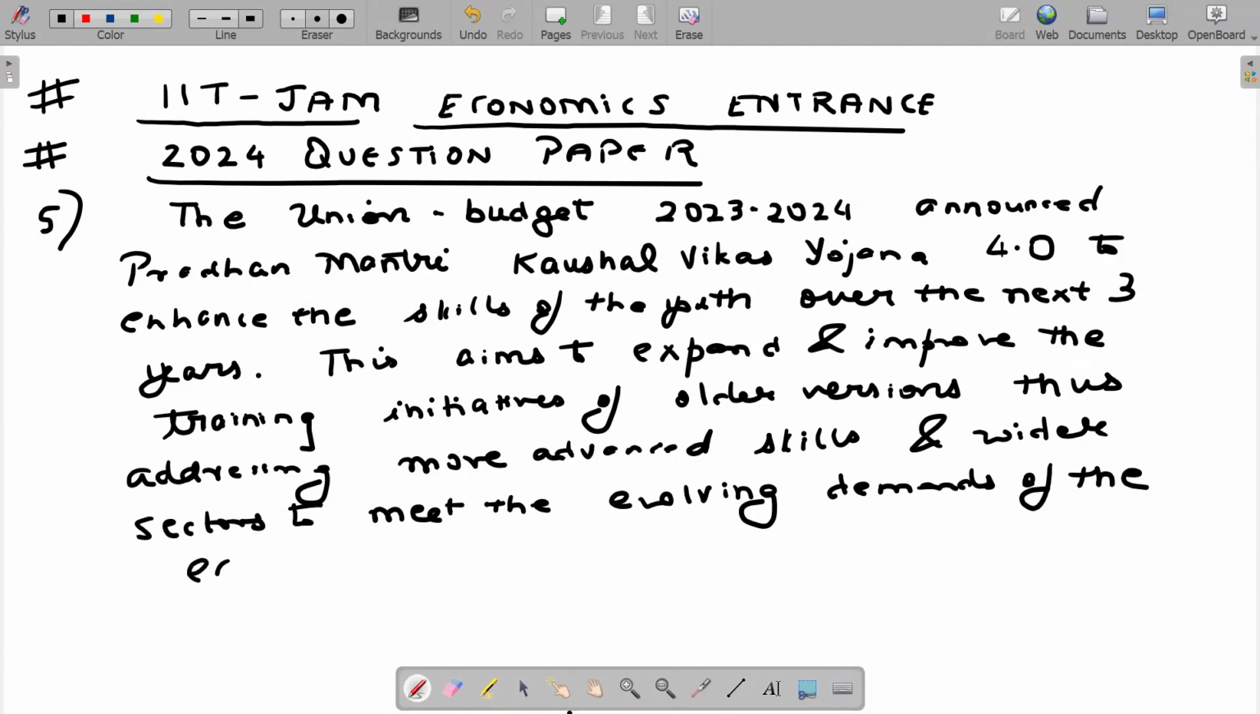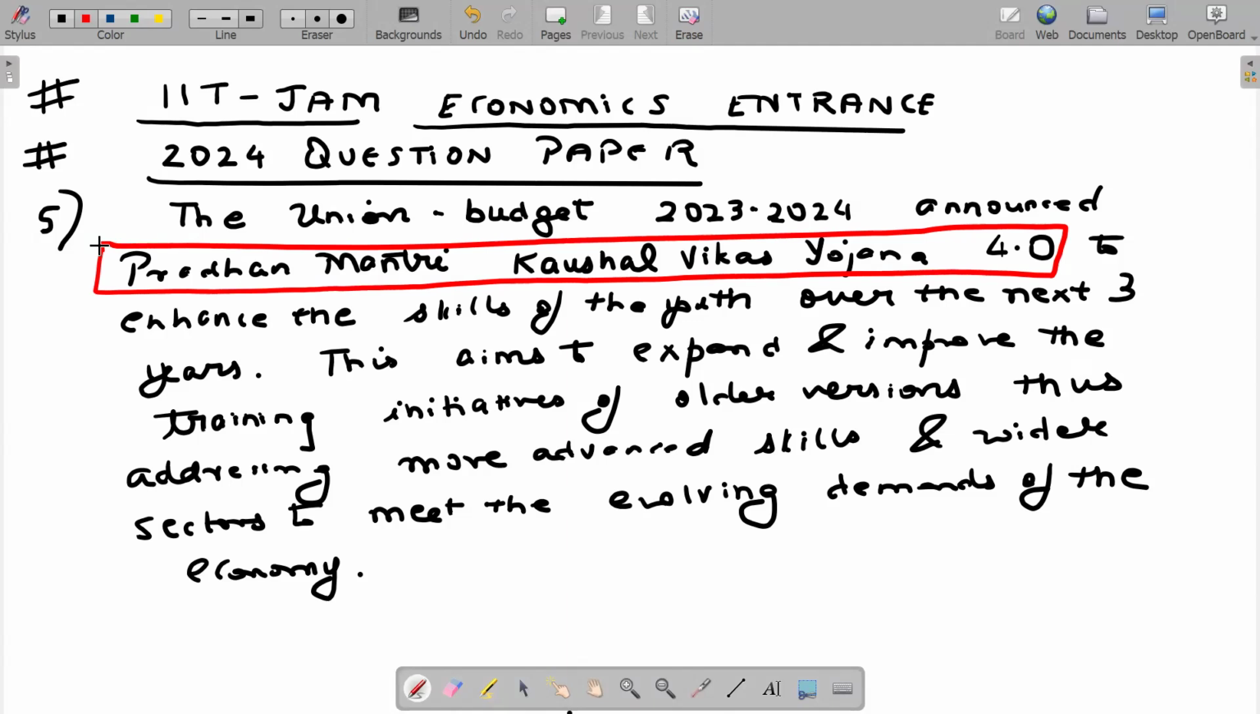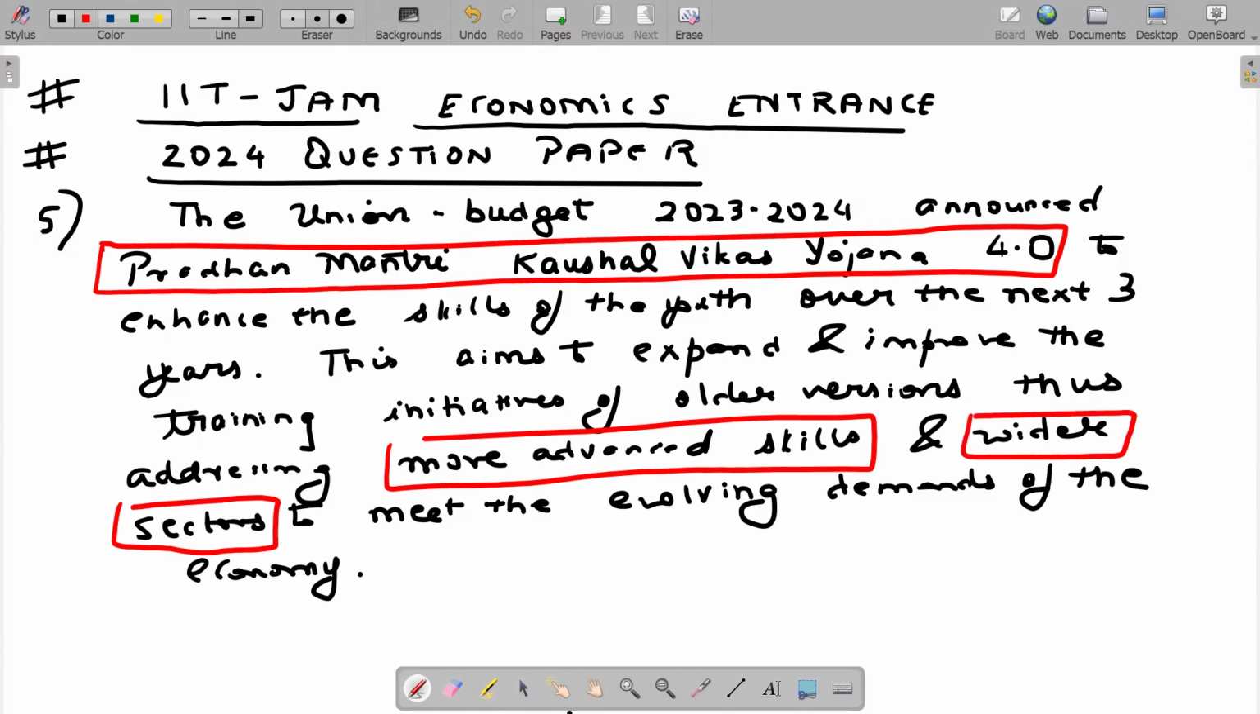Although we had to mark the correct answer, I thought that I should also give an explanation to all students as to what the Pradhan Mantri Kaushal Vikas Yojana 4.0 talks about. It's not much different from the previous versions. All these versions basically talk about enhancing the skill of the youth, but this one is a more recent version launched in 23-24, which talks about addressing more advanced skills and wider sectors, not focusing only on one sector, to meet the changing or evolving demands of the economy. So this is my answer, but I also gave a proper explanation as to why this is the answer and what it actually talks about.